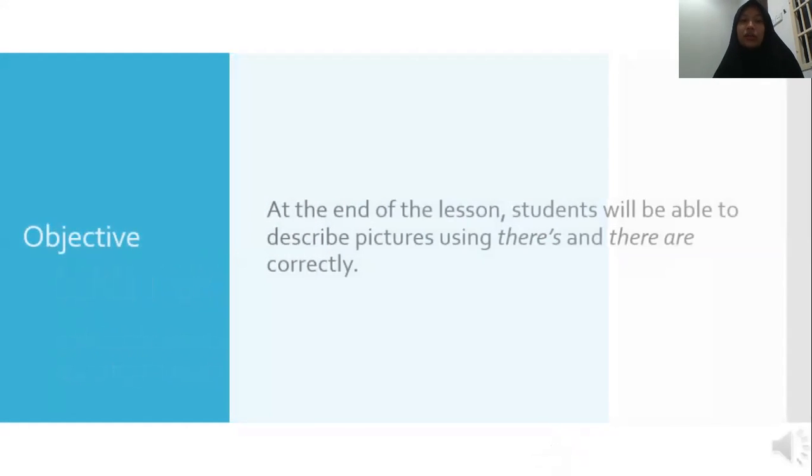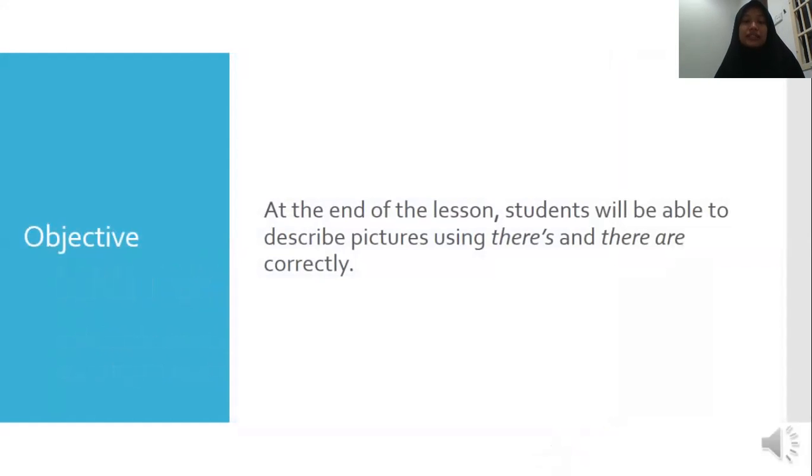So students, the objective for this week is, at the end of the lesson, students will be able to describe pictures using there's and there are correctly. I'm sure that you are getting excited, right, on learning the new things.